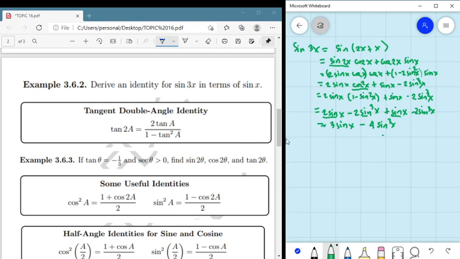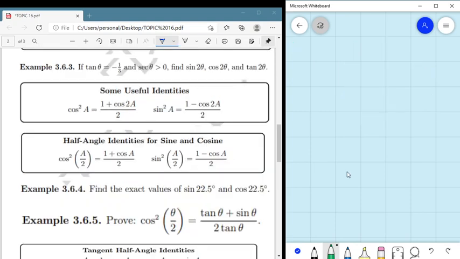Next is the tangent double angle identity: tangent 2A is equal to 2 tangent A all over 1 minus tangent squared A. So example 3.6.3 states that if tangent theta is equal to negative 1/3 and sine theta is greater than 0, find sine 2 theta, cosine 2 theta, and tangent 2 theta. To answer this example, given tangent theta, which is equal to negative 1/3, we can already solve for tangent 2 theta.